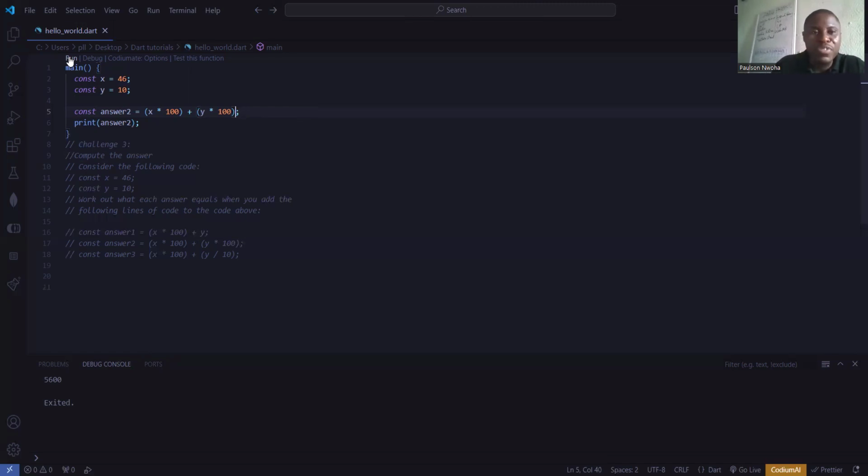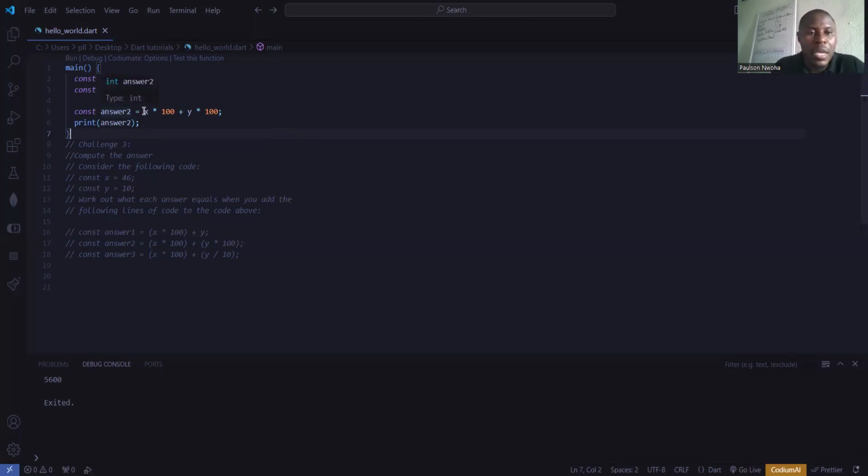But let's say we remove the brackets again, and I want you to guess, how do you think this code will run? All right, remember that multiplication will come first before addition. So definitely S times 100 will run first. Then Y times 100 will run second. Then they will now add the two results. So even if we don't put the parentheses here, we'll still get the same result because of operator precedence. But like I said, if you want to be in charge, always put your parentheses.